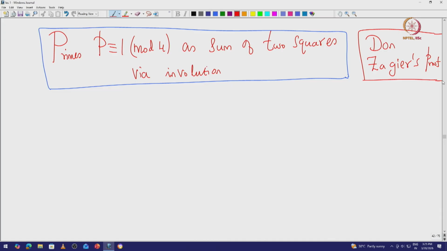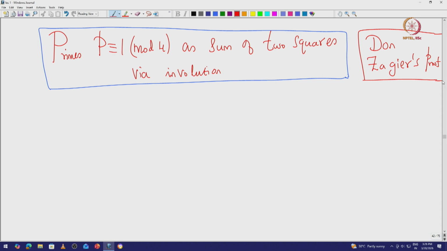Welcome back everyone. In this lecture, I am going to demonstrate how one can use involution functions to prove some very strong statements. So, what we are going to do is I am going to show you an ingenious proof of Don Zagier's. He proved that primes P congruent to 1 modulo 4 can be written as a sum of two squares using only involution maps.